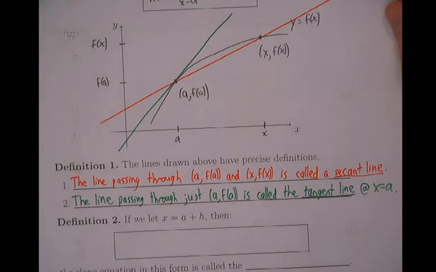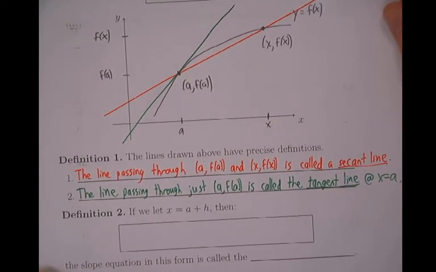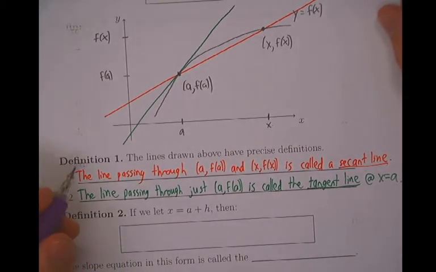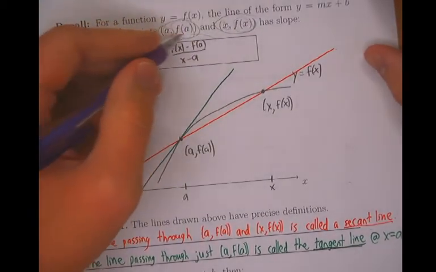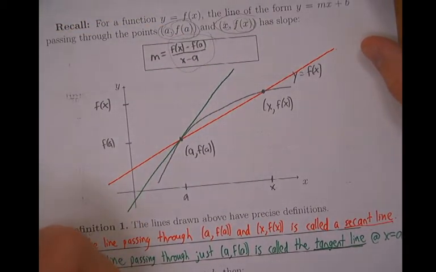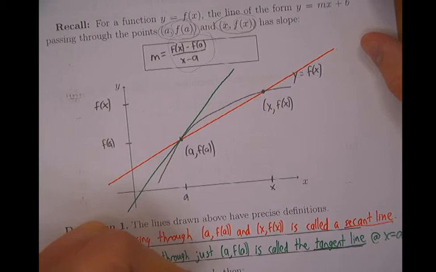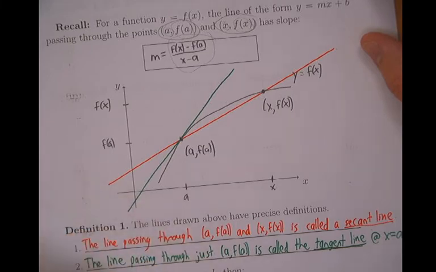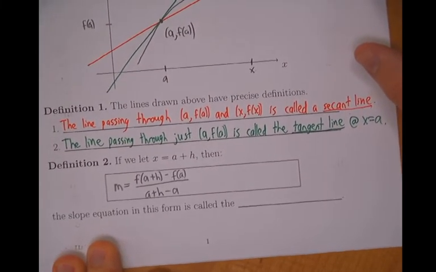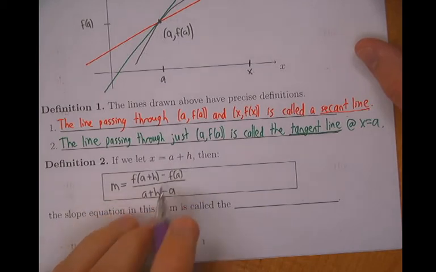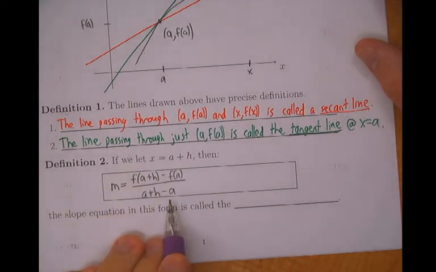To give us some more motivation on how to work with the tangent line, let's consider the following. If we let x equal a plus h, as in this above equation, then what do we get? So m, our slope, is going to equal what? If we just let x equal a plus h, we have f of a plus h minus f of a, all divided by a plus h minus a.